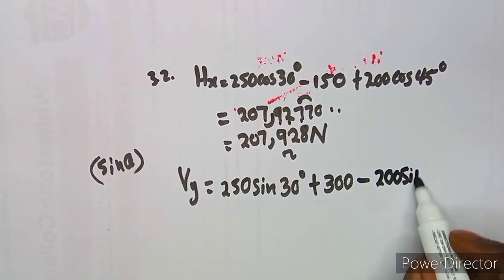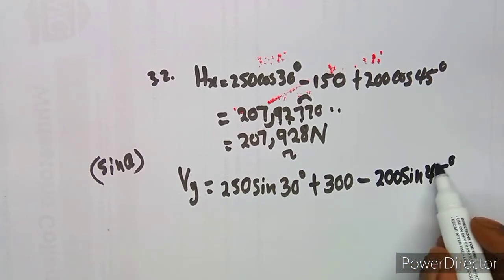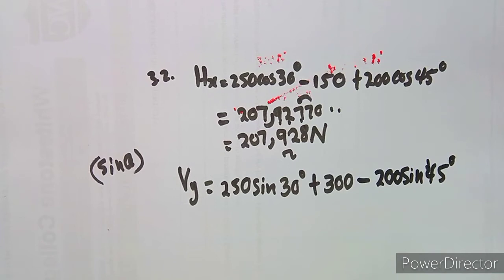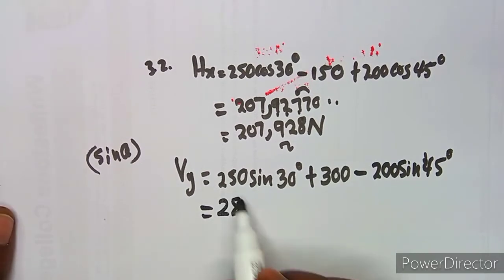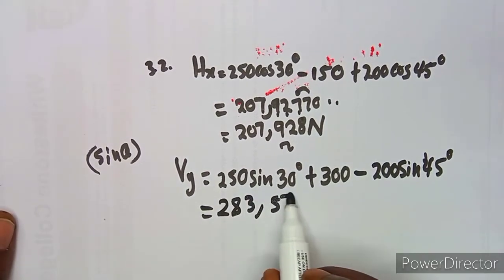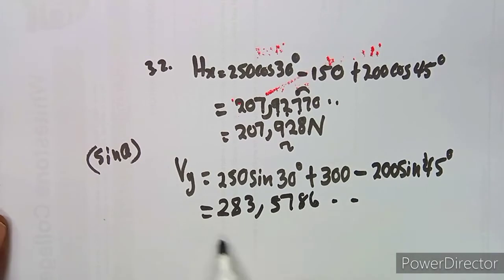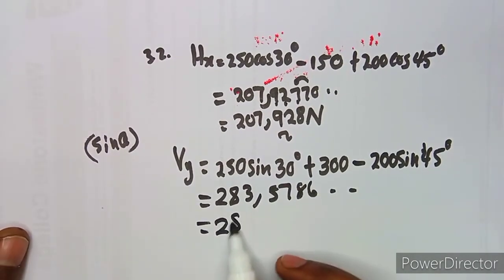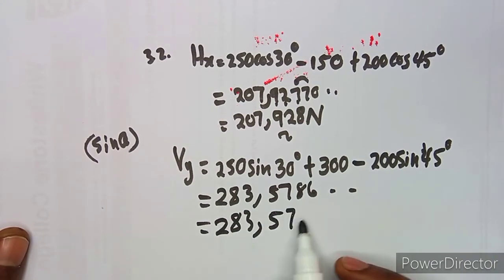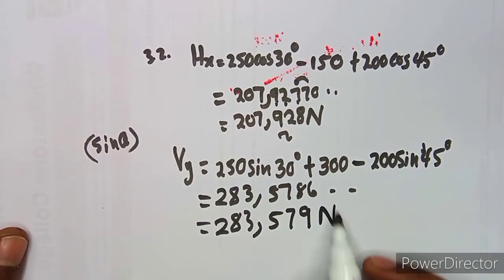200 sine 45 degrees. That's what we have there. All right, so at this stage, your calculators are very good at this work, so you can just use your calculator at once, which gives 5, 7, 8, 6, something like that. Then you can round off to 3 decimal places. That's going to be 579. And these are newtons, guys.